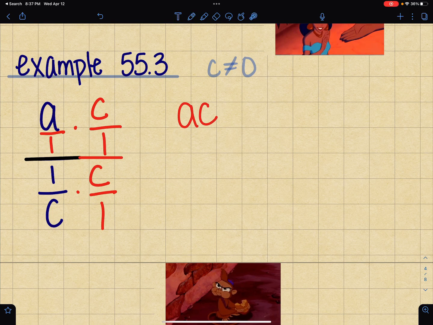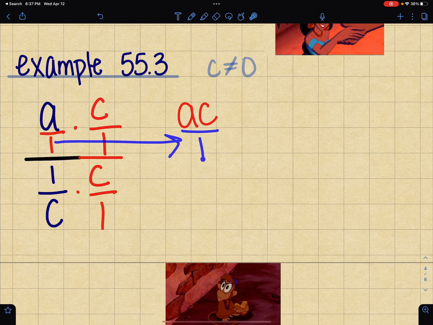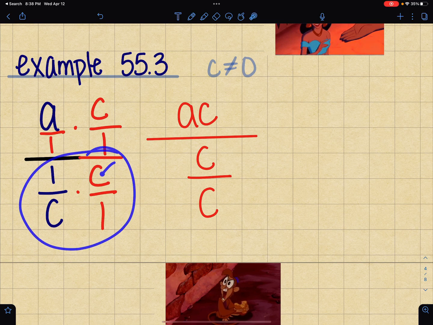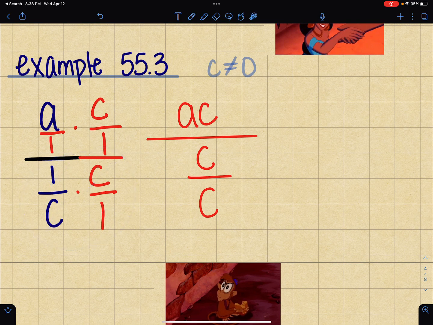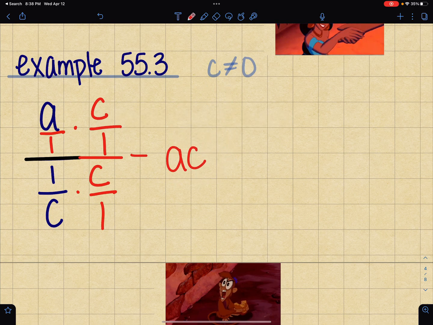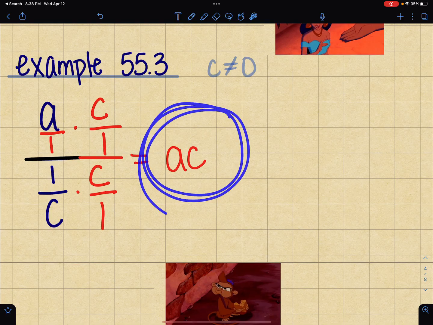Check this out. 1 times 1 is just 1. Do I really need to write that? No, it's redundant. I'm just going to leave it off and just do my big fraction line. And then I'm going to do 1 times c, which is c. And then I'm going to do c times 1, which is c. I didn't even really need to do that, did I? I could just look at this and see that this cancels this and this cancels this, so I know the whole thing reduces to the number 1. And then I can just get rid of it. So this is my final answer: ac. That was great.